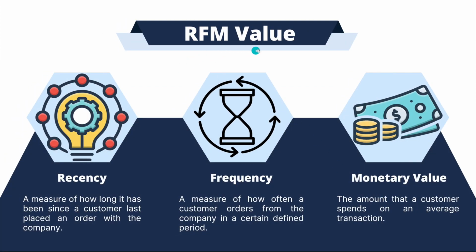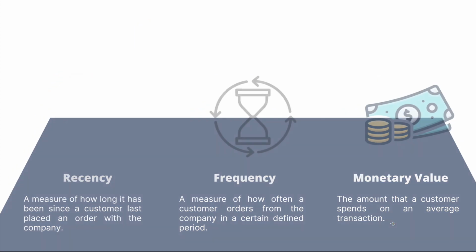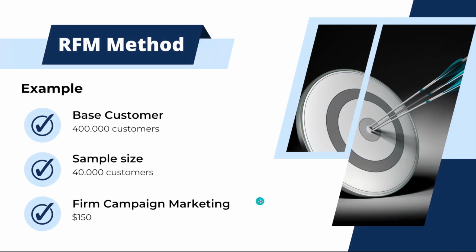RFM stands for recency, frequency, and monetary value. 1. Recency, a measure of how long it has been since a customer last placed an order with the company. 2. Frequency, a measure of how often a customer orders from the company in a certain defined period. 3. Monetary value, the amount that a customer spends on an average transaction. We will come to an example to explain RFM value.